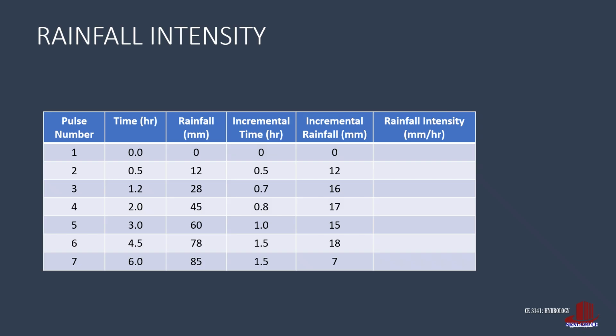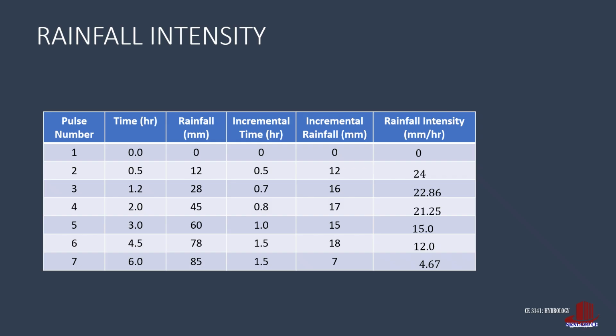With both incremental rainfall depth and time identified, compute for the rainfall intensity. The first entry is still 0, followed by 12 over 0.5 giving 24. 16 over 0.7 is 22.86. 17 upon 0.8 is 21.25. Then 15 over 1 is still 15. The next entry is 18 over 1.5, giving 12. Then the last entry is 7 over 1.5, simplified as 4.67.